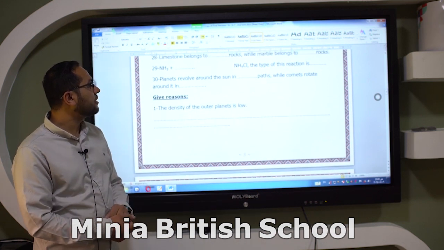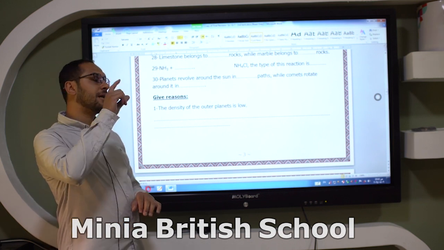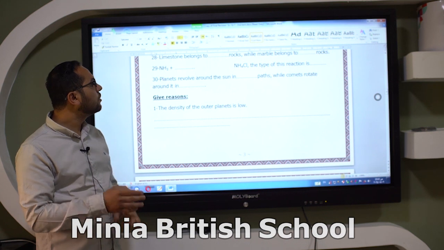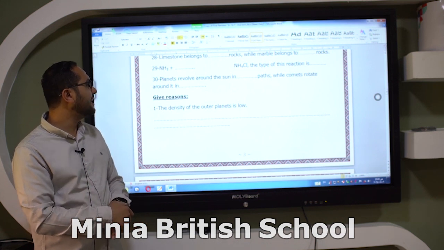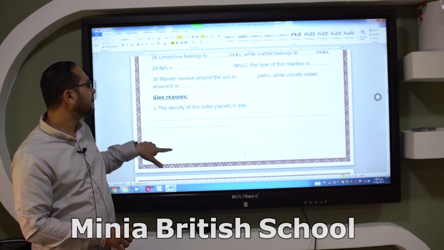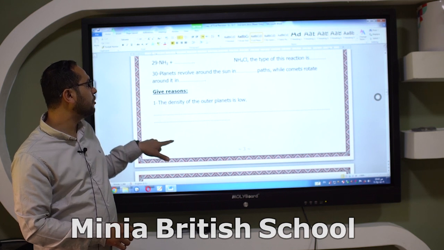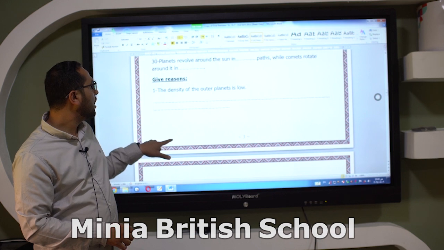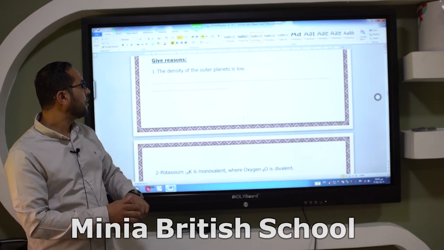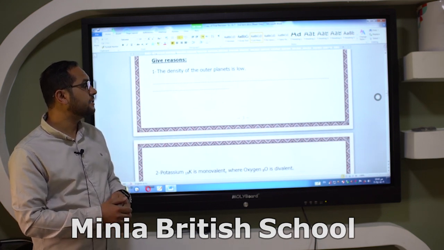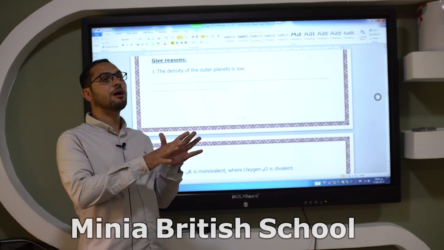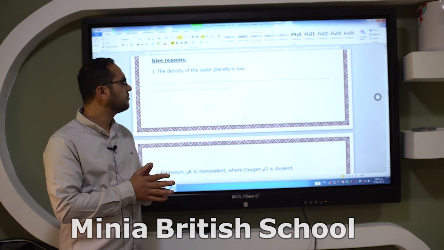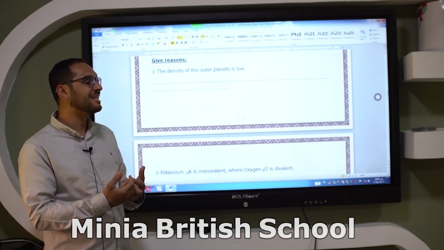Planets revolve around the sun in elliptical, or oval, paths, while comets also rotate around it in an elongated elliptical path. Give reason: the density of the outer planets is low. Why? Because most of the outer planets are composed of gases, so they have less density.